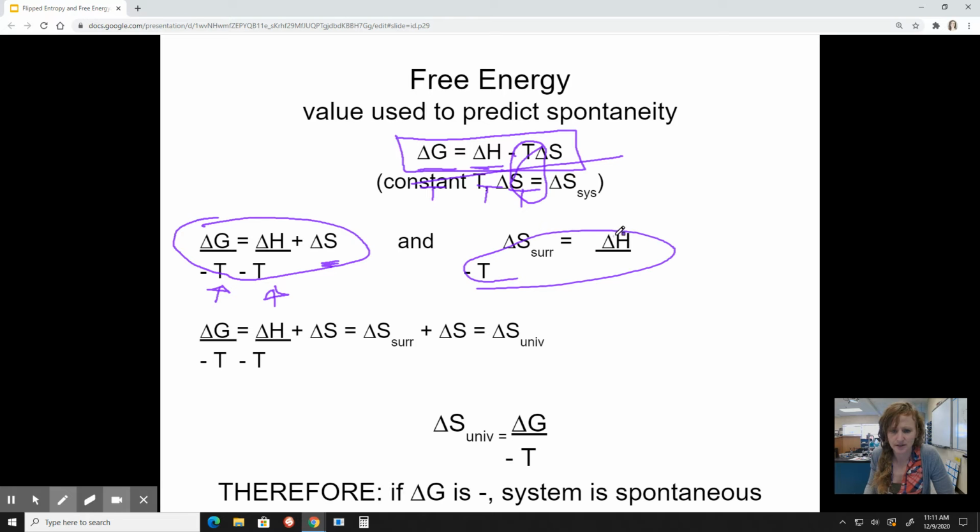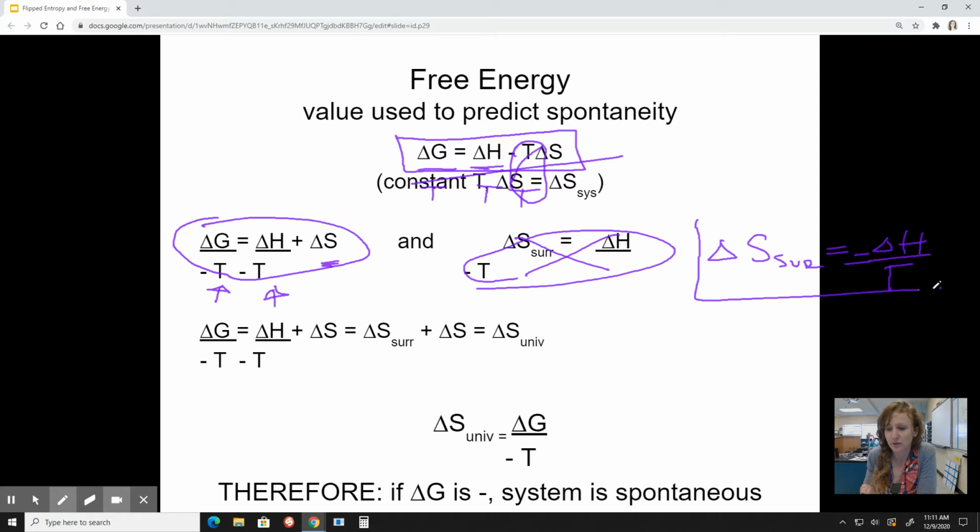Okay, we also know that delta S of the surroundings is equal to negative delta H over T. There's a negative in that equation. This was one of our equations from earlier, and we've already talked about it. So what we can do is use our equation, manipulated here so that delta S of the system is by itself.